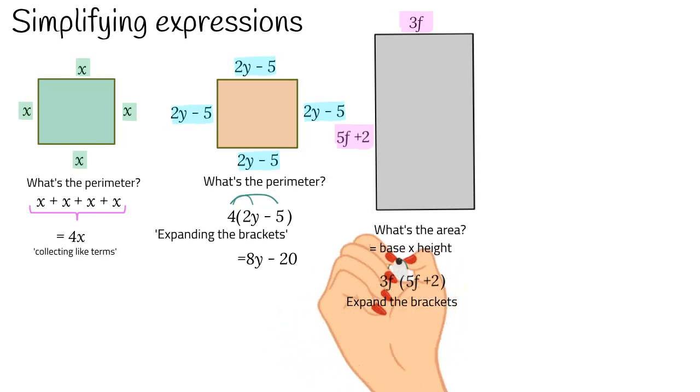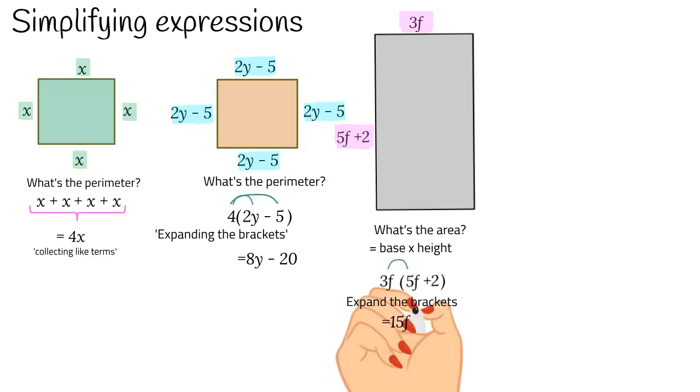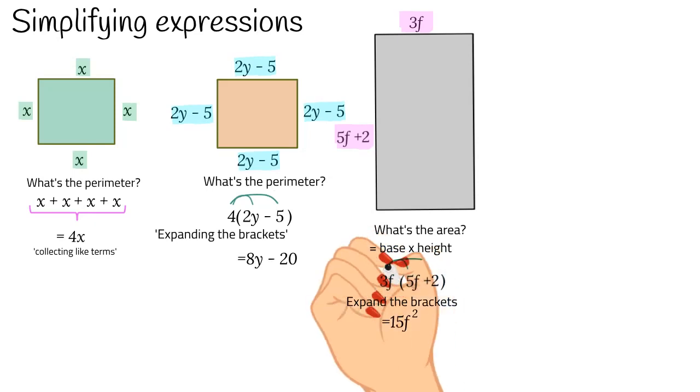First, we multiply the 3f with 5f. Well, 3 times 5 is 15, and f times f is f squared. So 3f times 5f is 15f squared. And then we do the 3f times plus 2, and that gives us plus 6f.